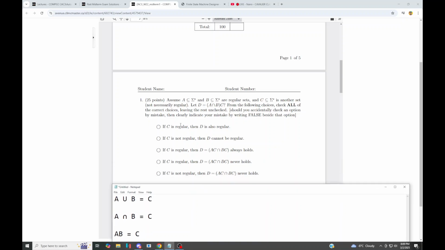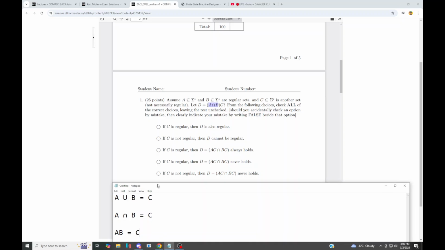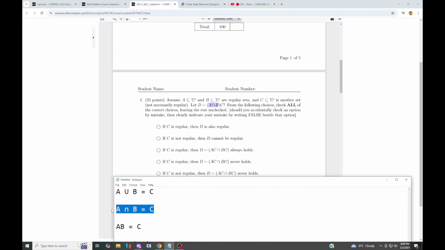So if C is regular, then D is also regular. From what I remember, this is true because this is guaranteed to be regular, right? As we know from these rules, the intersection is absolutely going to be regular. So it's a regular set concatenated with a regular set, which is still regular. So this has to hold.